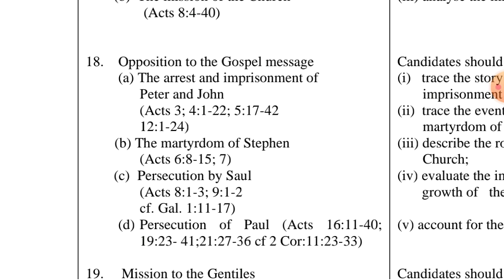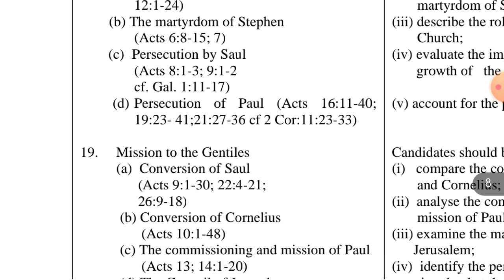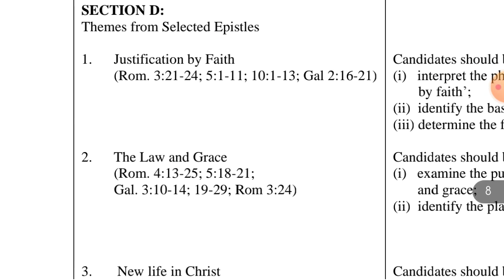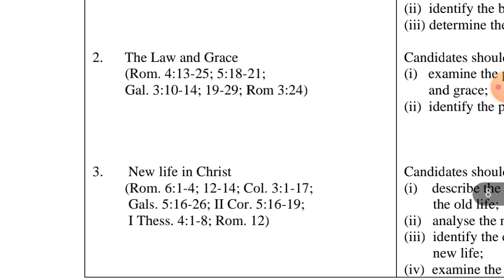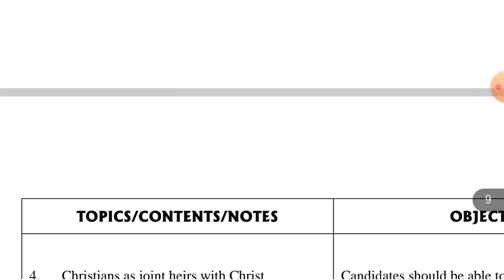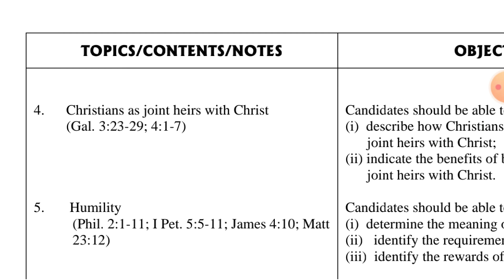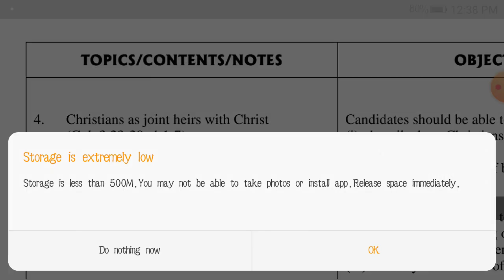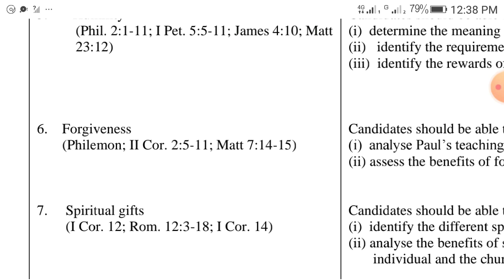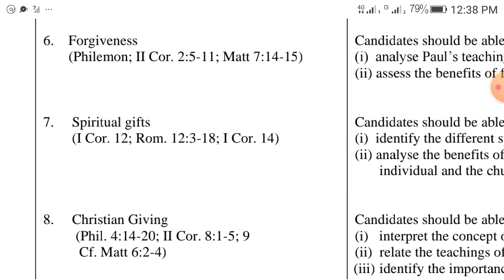Under it, we have the arrest and imprisonment of Peter and John, the martyrdom of Stephen, persecution by Saul, persecution of Paul, mission. Then we have another topic, mission to the Gentiles. Then Section D, we will now have as a topic justification by faith. Number 2, the law and grace. Number 3, new life in Christ. Then we have Christians as joint heirs with Christ. Then we have humility. We have forgiveness.